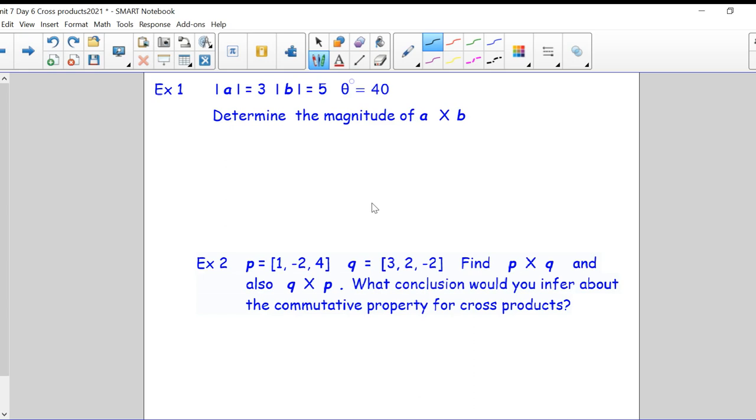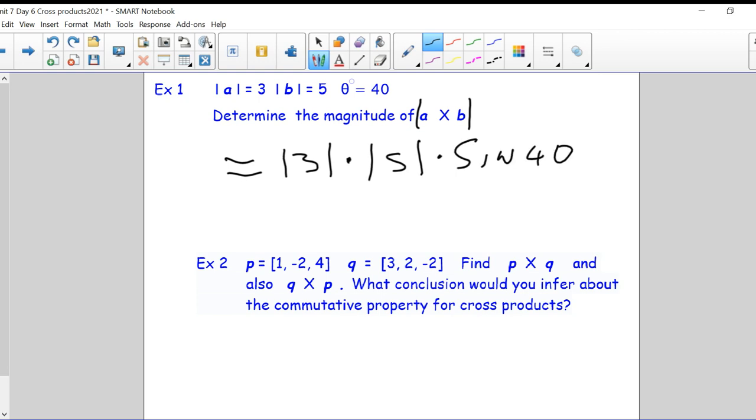Now, determine the magnitude of A cross B. Remember that one of the definitions of geometric vectors for magnitude is what we're trying to get here. The magnitude is equal to the magnitude of the individual vectors, which is the 3, multiplied by the 5, but multiplied by the sine of the angle between them. So 3 times 5 times the sine of the angle between them. Let's get those calculator fingers working.